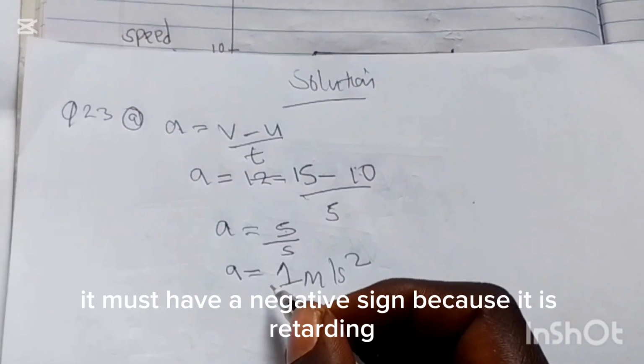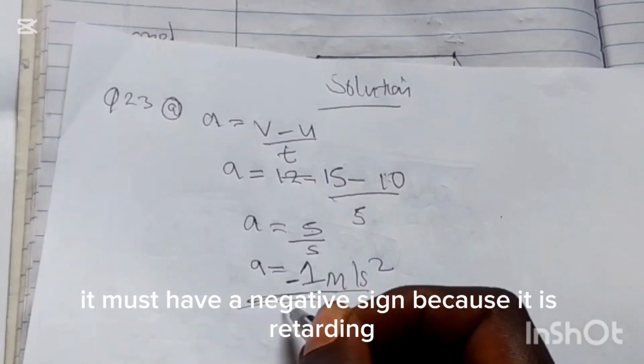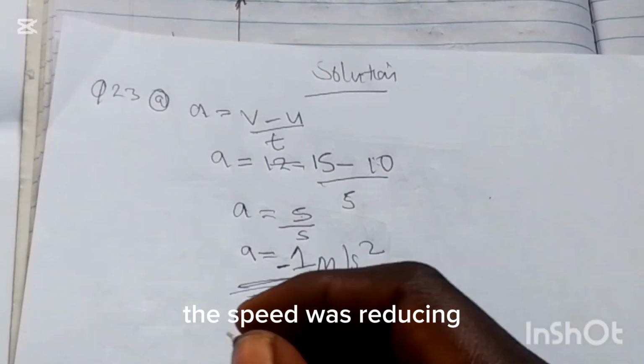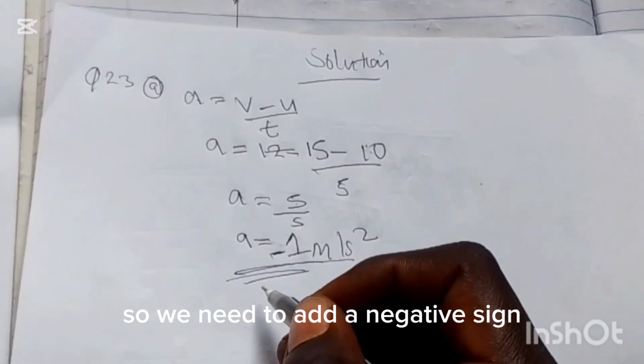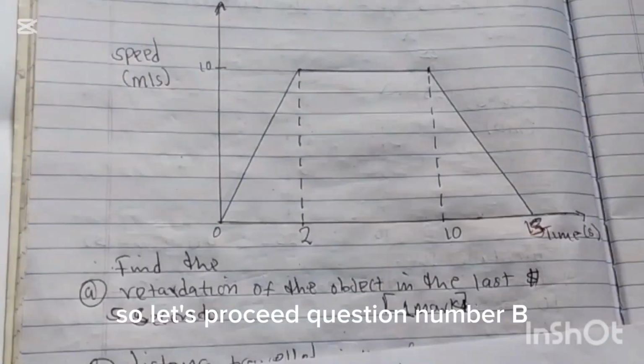Remember, deceleration must have a negative sign because it is retarding. The speed was reducing, so we need to add a negative sign. If you haven't understood, please click on the comment box. So let's proceed to question number B.